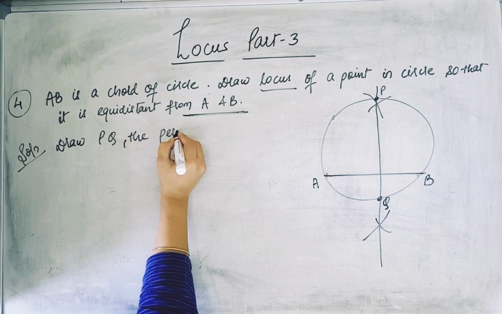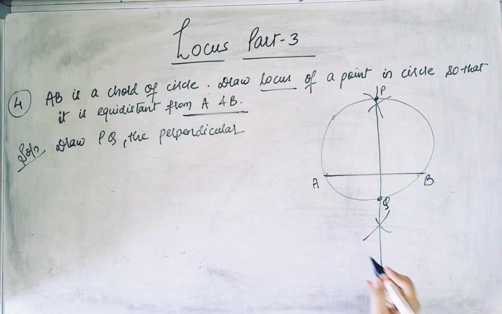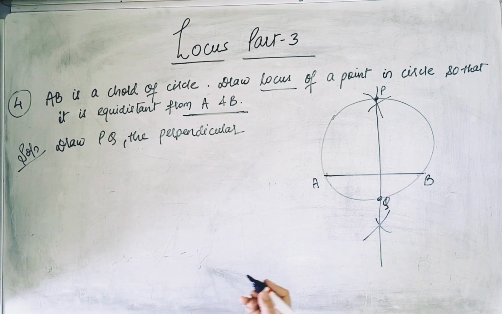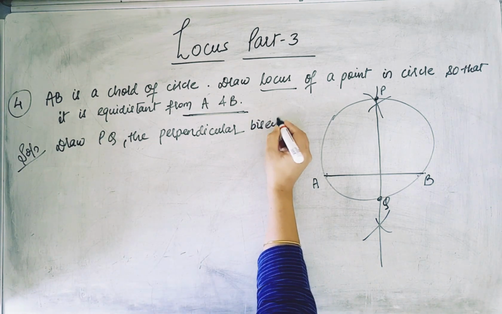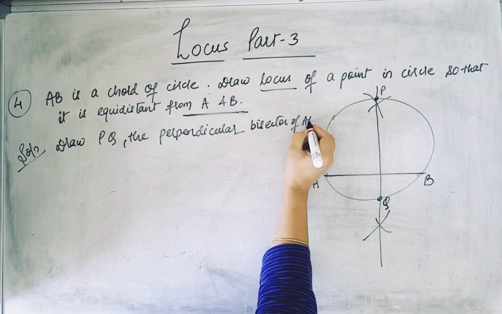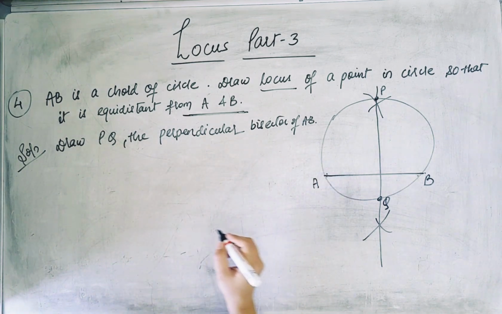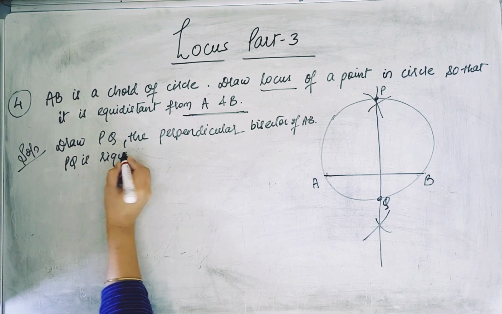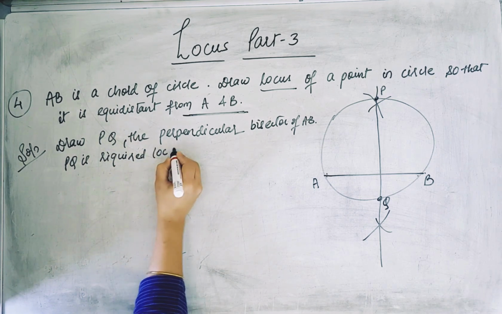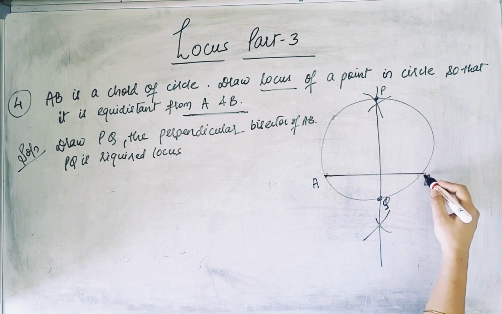the perpendicular bisector. Why will we draw the perpendicular bisector? Because if they are saying from the points, that means we'll draw the perpendicular bisector of that line. So we'll draw the perpendicular bisector of AB. If we draw PQ, the perpendicular bisector of AB, that means PQ is the required locus. That means P is equidistant from A and P is equidistant from B.